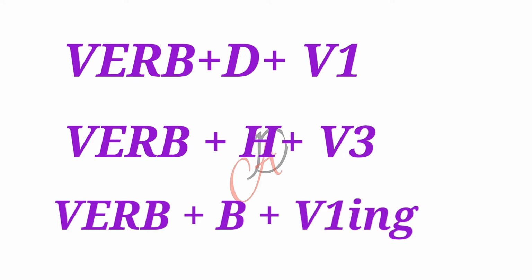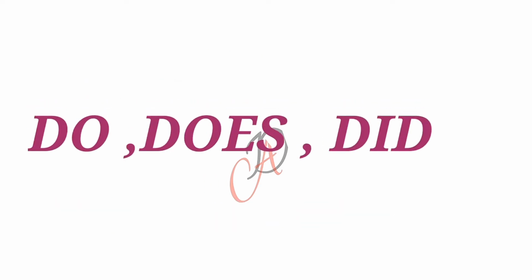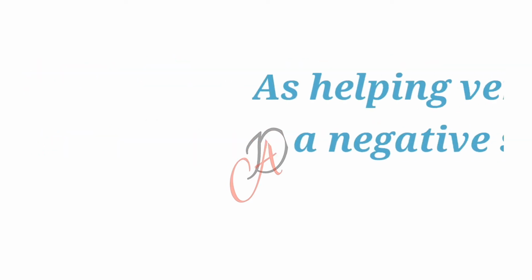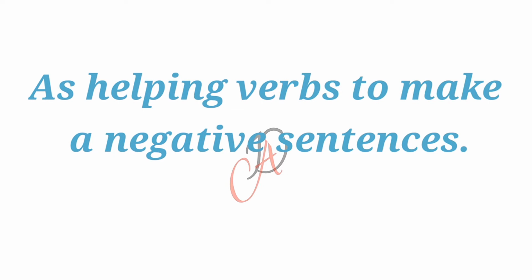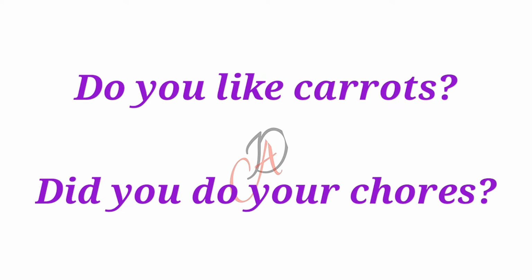Let's go with the do forms first. The do forms are do, does, did. These do forms are mainly used in three ways. They are used when asking questions, they are also used to make negative sentences, and the last one, they are also used to emphasize sentences. Let's understand this with examples. Do you like carrots? The second one, did you do your course? Here in both the examples, do and did are used as helping verbs when asking questions.